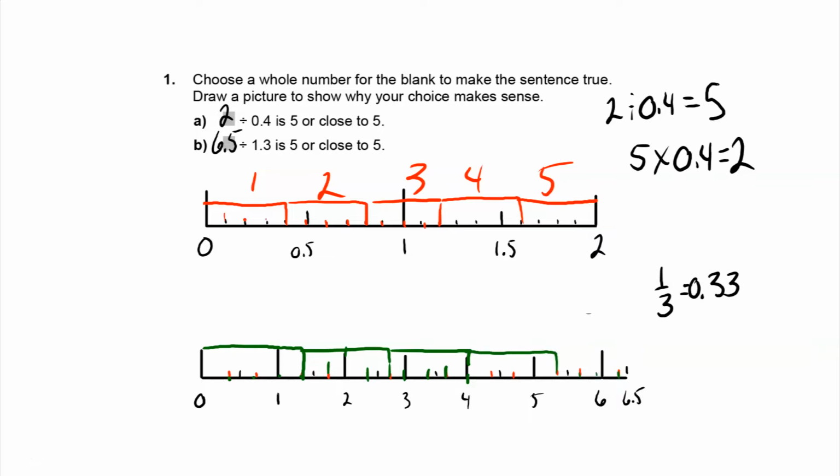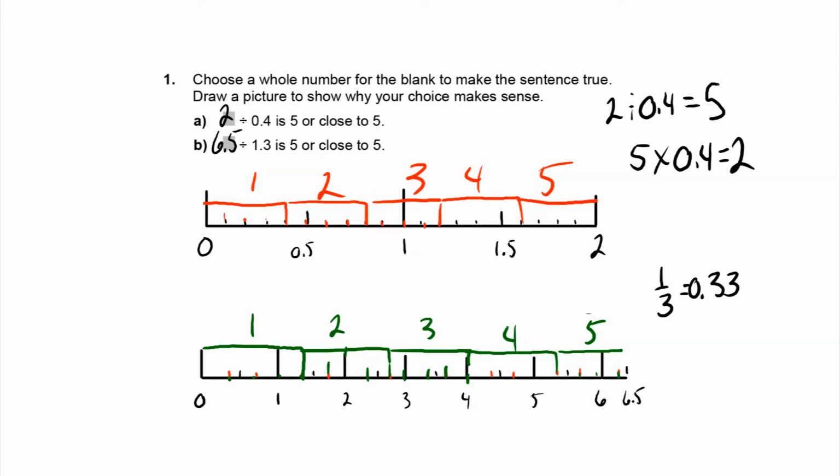Now we don't quite get another full one here at the end. We're a little bit short. But we know we've got 1, 2, 3, 4, and then almost 5. So we're very close to having 5 full 1.3s in 6.5.